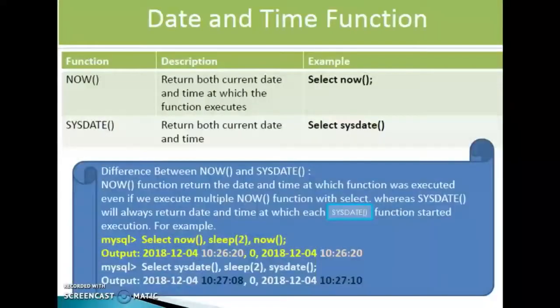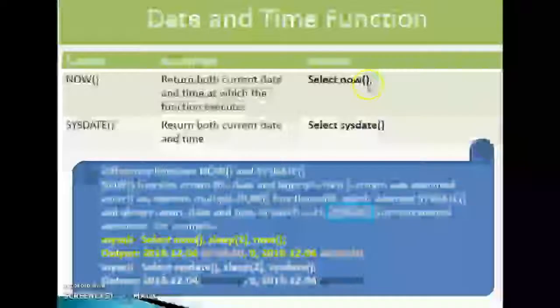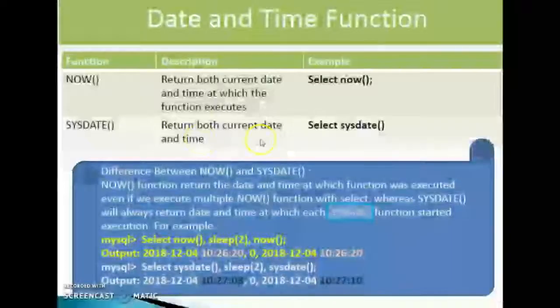Then the next ones are NOW and SYSDATE. NOW returns both the current date and time at which the function executes. That is its speciality. Select NOW(). At which the function executes, that date and time it will display. Then SYSDATE also returns both the current date and time.